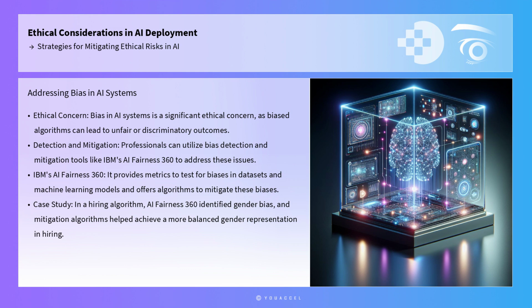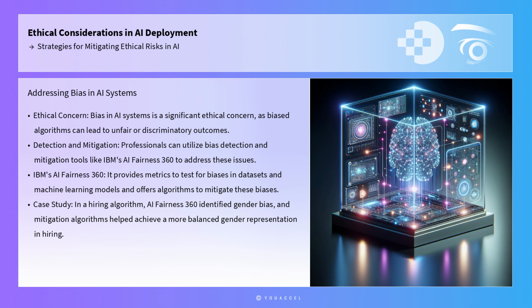Bias in AI systems is a significant ethical concern, as biased algorithms can lead to unfair or discriminatory outcomes. To address this, professionals can utilize bias detection and mitigation tools. One such tool is IBM's AI Fairness 360, an open-source library that provides metrics to test for biases in datasets and machine learning models. It also offers algorithms to mitigate these biases, ensuring that AI systems produce fairer outcomes.